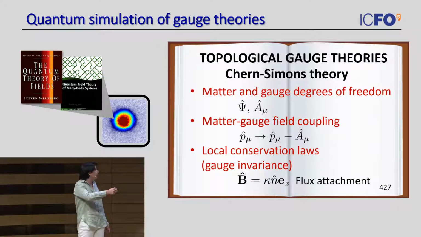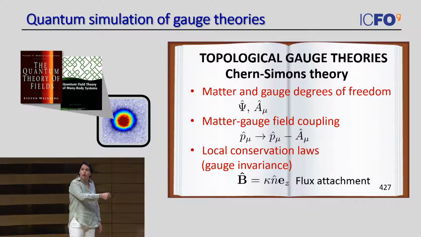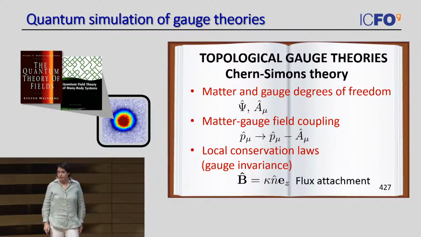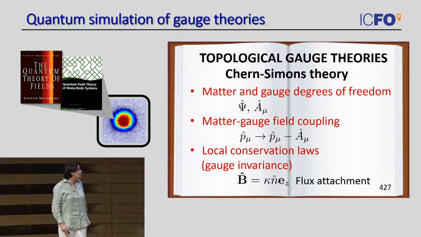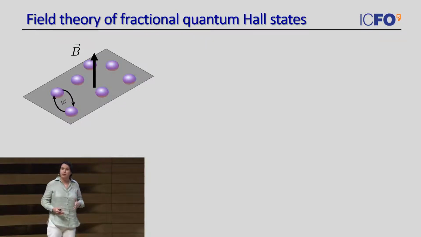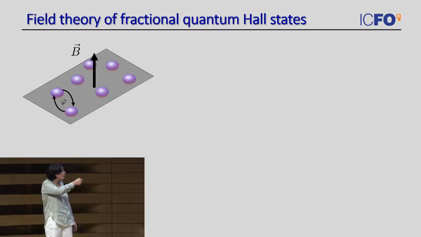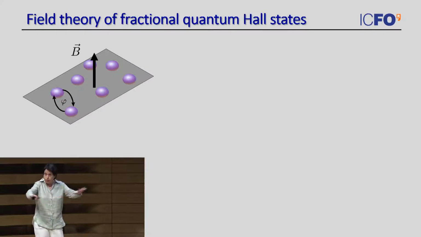You still have matter and gauge degrees of freedom minimally coupled, but that has a different conservation law, which is called flux attachment. So not anymore Gauss law, but this relation between the magnetic field and the matter density. So to understand what this Chern-Simons gauge theory is about, the best is to look at a physical example. So let's look at the fractional quantum Hall effect, which is a physical effect that is described by this gauge theory. So the fractional quantum Hall effect appears in systems of quantum particles that are subjected to a strong magnetic field and confined to a 2D plane.